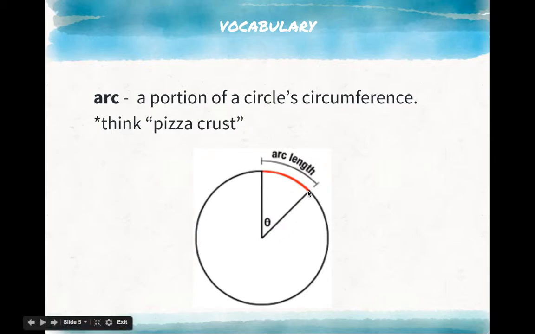An arc, which is this red part highlighted here, is a portion of the circle's circumference. I like to think about it as pizza crust. If you have a slice of pizza, the crust is the arc, and if you measure its length, it's called the arc length.